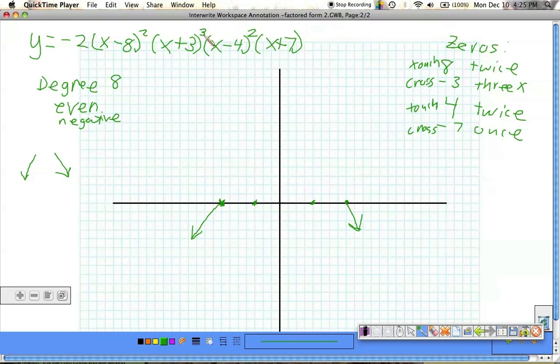Now, the cubed isn't really noticeable when you're sketching graphs like this. The function has a habit of flattening out at multiple roots, but we're not going to worry about that. What we do know is it does cross at negative 3.